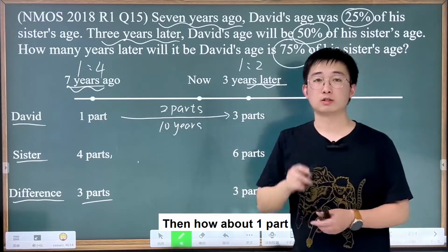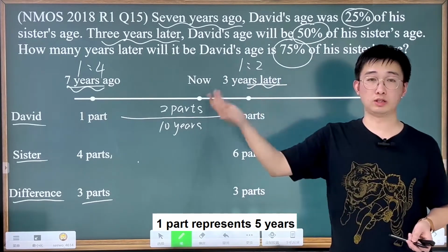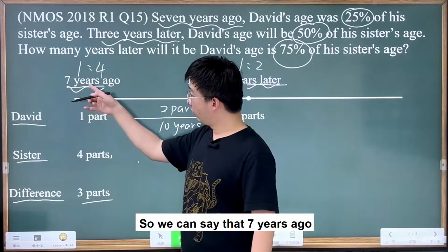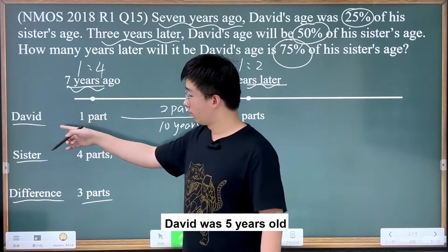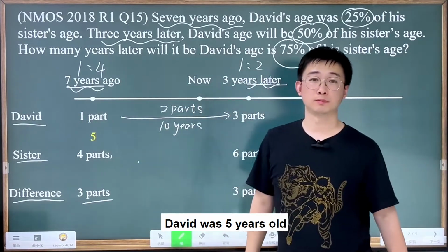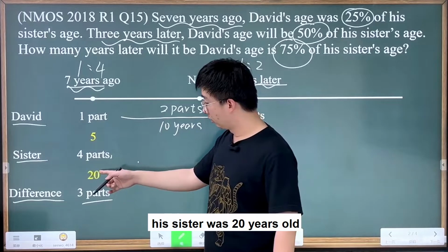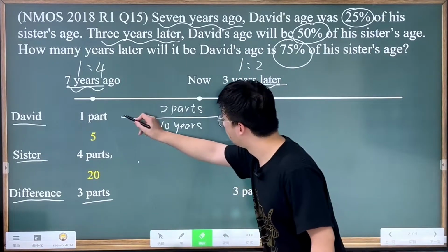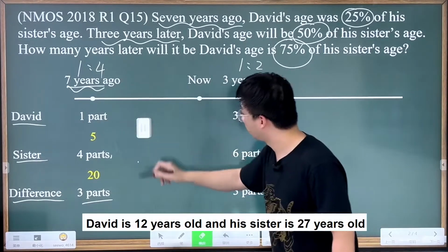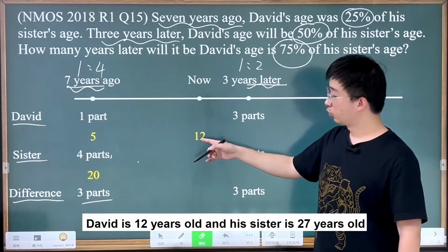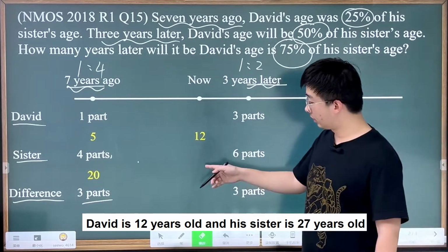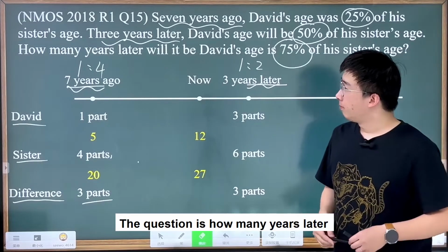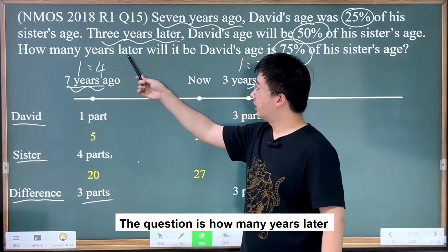So 2 parts represents 10 years. Then how about 1 part? Okay, 1 part represents 5 years. So we can say 7 years ago, David was 5 years old. And sister was 20 years old. So now, David is 12 years old and sister is 27 years old. Okay. But the question is, how many years later will it be?